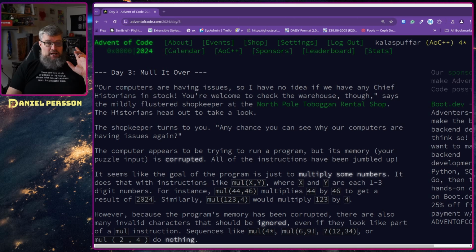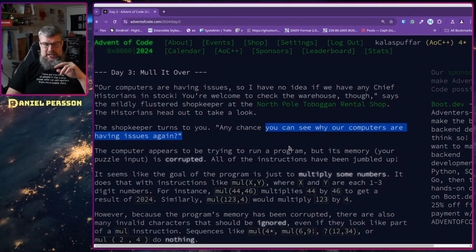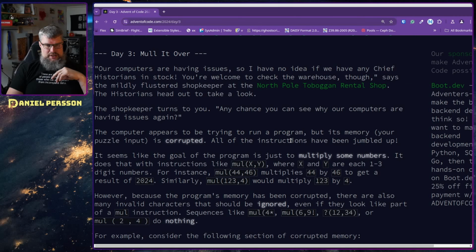Day 3, Mull It Over. Our computers are having issues, so I have no idea if we have any Chief Historian in stock. You're welcome to check the warehouse though, says the mildly flustered shopkeeper at the North Pole Toboggan Rental Shop. The historians head out to take a look, and the shopkeeper turns to you. Any chance you can see why our computers are having an issue again?